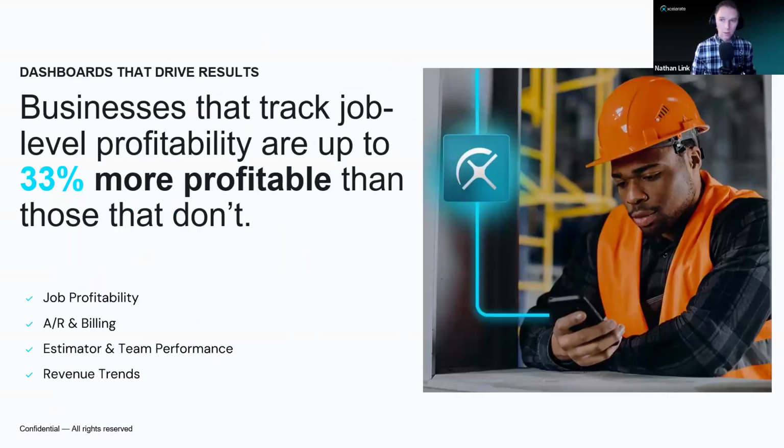The last thing I'm going to touch on regarding the numbers: businesses that track job level profitability are up to 33% more profitable than those that don't. So drilling down to your job itself and being able to identify profitability on the job level is what's going to roll up and ultimately give you the answers to your business's profitability, because everything rolls up from your job level profitability. So these are some of the things that we built into our current dashboard, but we're going to talk on that dashboard, how it works, how you guys can get access to it, and so forth.